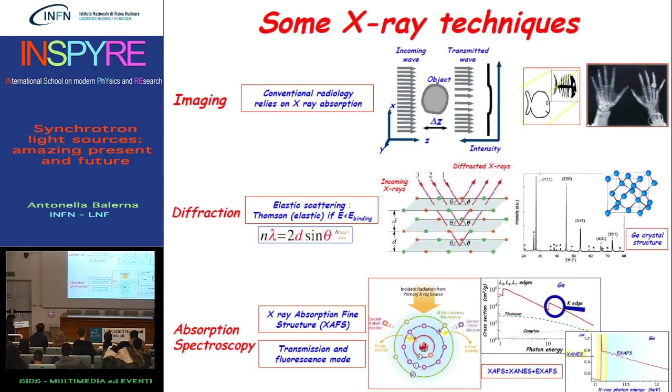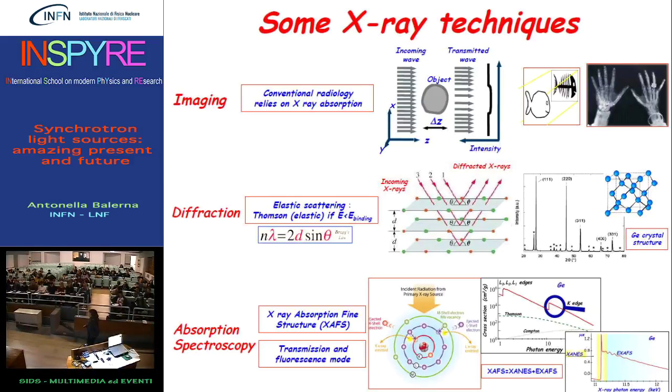I can use imaging, because here what I do is I use absorption. I can use diffraction, with the Bragg law to monochromatize beams, but use this also to have information on the atomic structure of crystalline materials. Or I can use absorption and measure absorption edges and give you information on the structural organization and so also on the properties of the material I want to study.